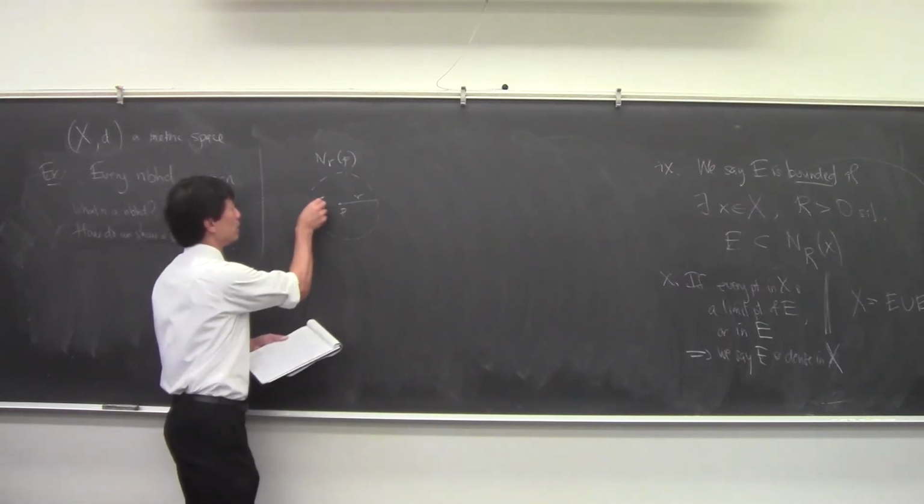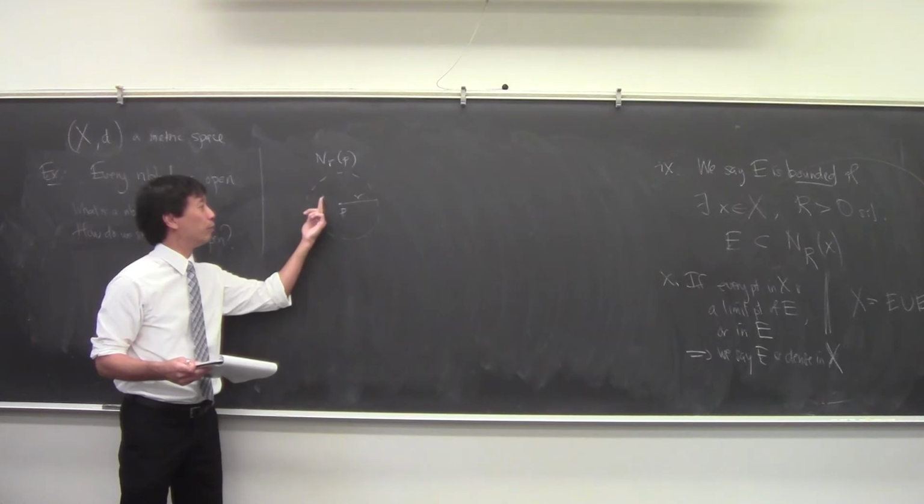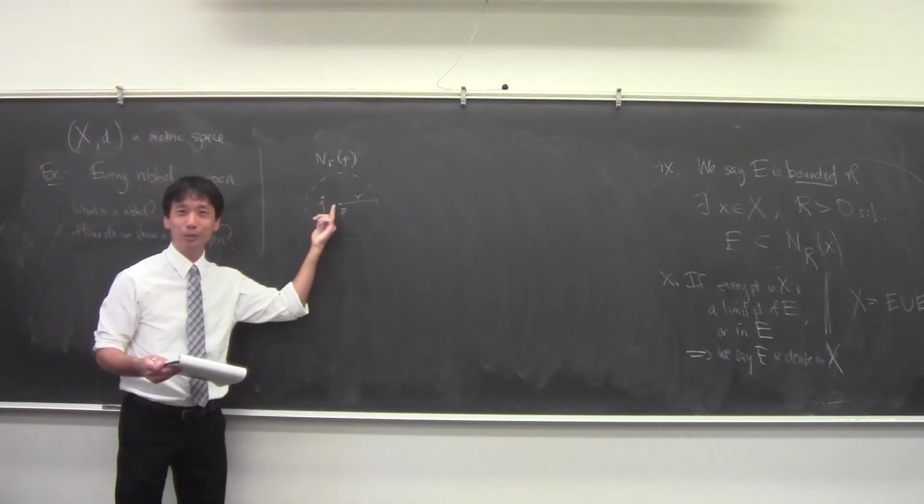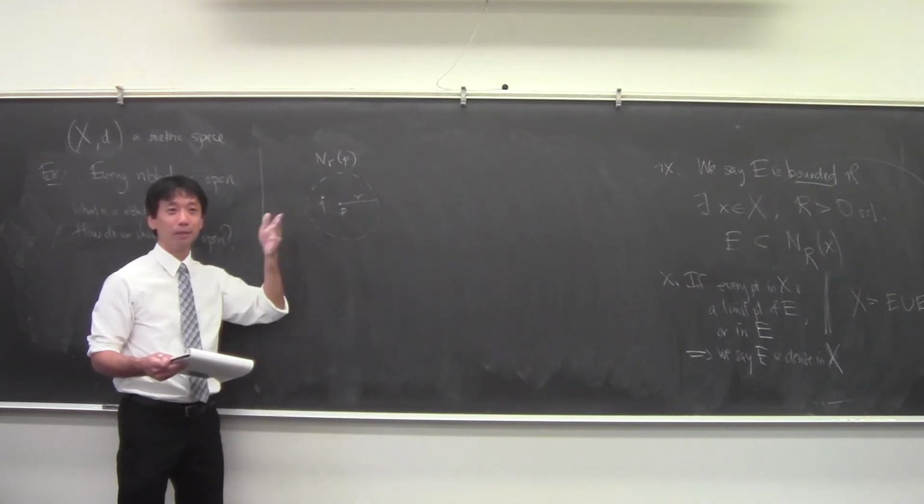So you choose some point Q inside here, and what radius should you choose? What radius should you choose for Q? R minus d(P,Q).